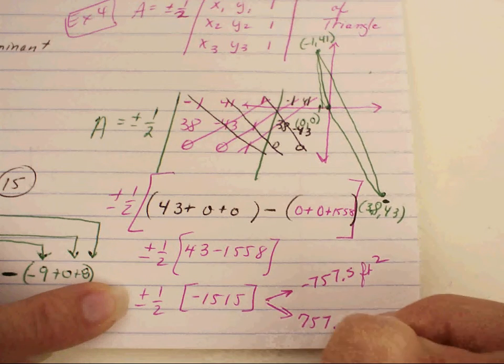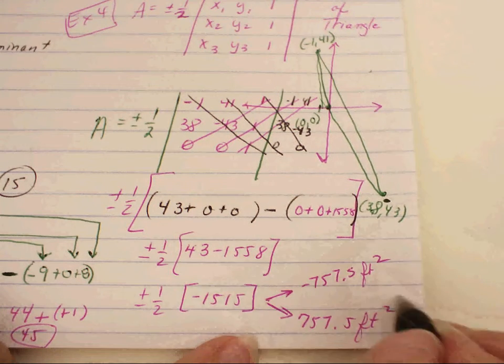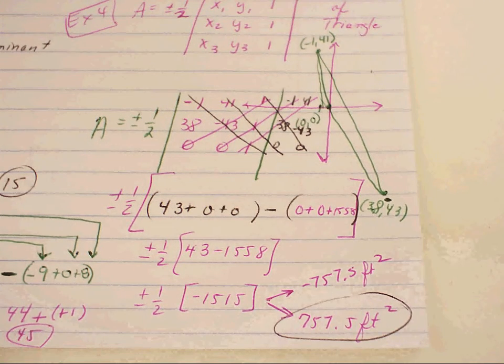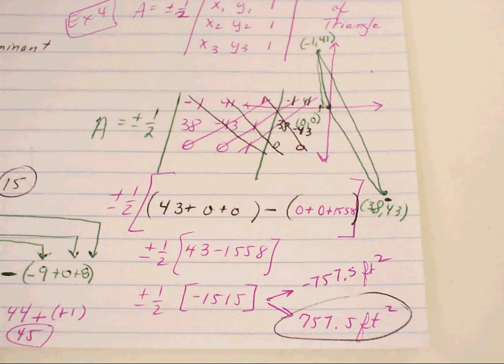Now what have I not done yet? What's sitting out here waiting? Yeah, plus or minus a half. So this, I got -1515. Did anybody get that? Good. So one of my areas of my island is -757.5 square feet, and one of them is 757.5 square feet. Which one of those is the real area? Why did we throw out the negative? We cannot have negative area.